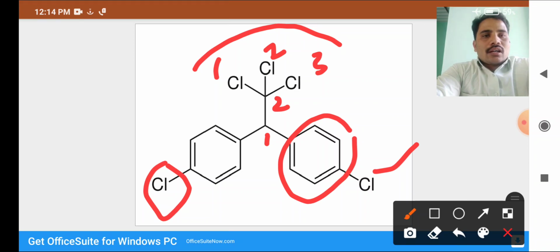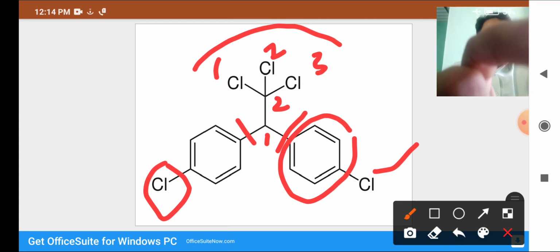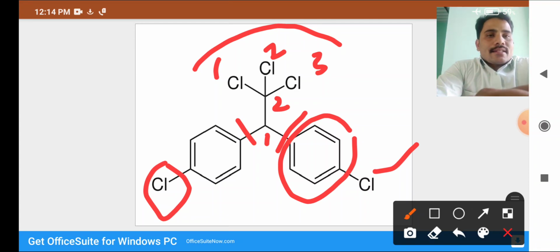There are two carbon atoms, attached to the three chlorine atoms, and there is a phenyl ring. These are the other phenyl rings. These are chlorobenzenes. Two chlorobenzenes are attached to the same carbon atom. So this is the structure of DDT.